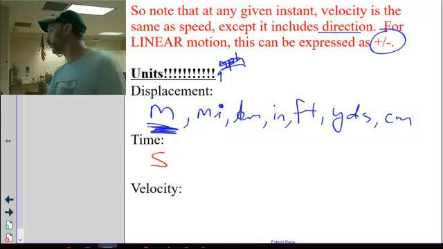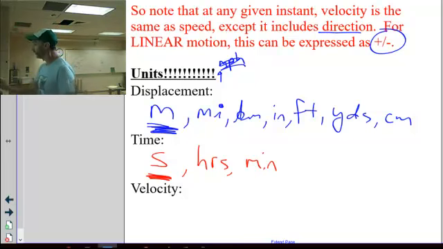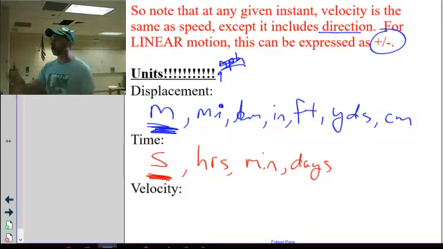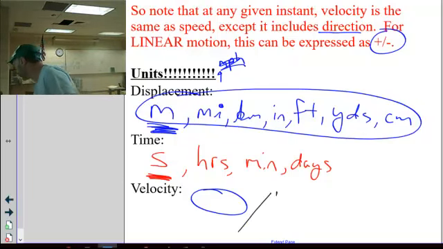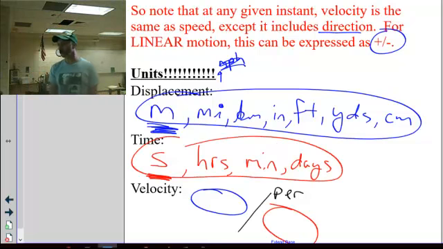Time, we will usually use seconds, but if you want, you can use hours or minutes, MIN for minutes, or days, or weeks. You can't use months, though, because not every month is the same length. All right? And then velocity, remember, tells us our displacement per unit time. So our units of velocity are going to be any one of those blue ones per unit time. Okay? So units of velocity could be meters per second, meters per hour, meters per minute, meters per day, miles per second, miles per hour, miles per minute, and so on, right? Anything from the blue column or row per anything from the red.